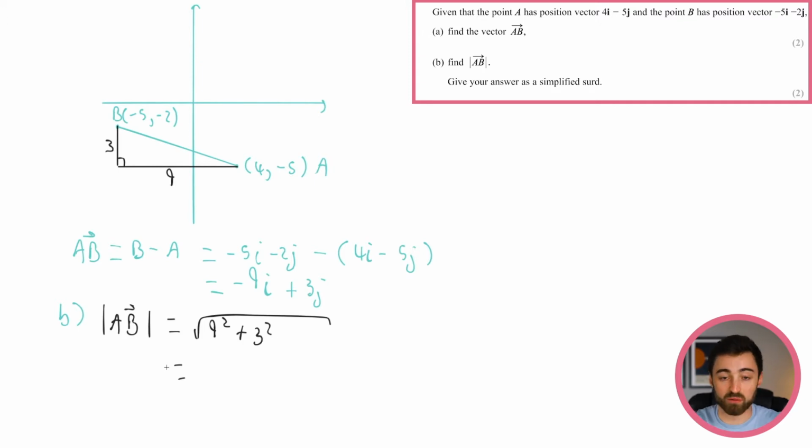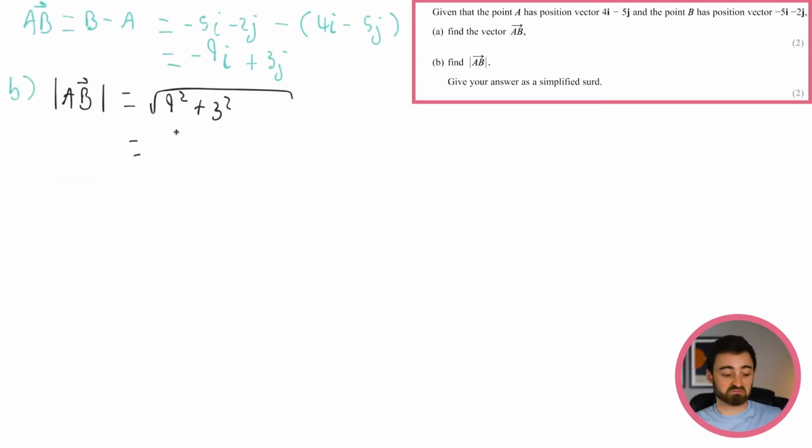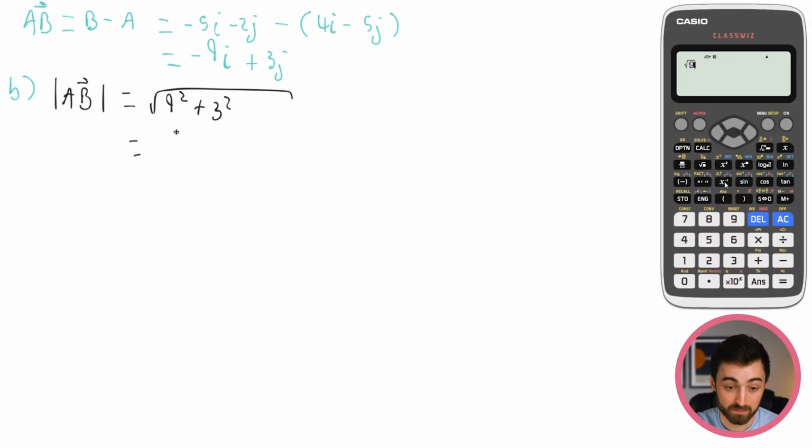Now, it would not be difficult for me to do this in my head, but I've got a calculator. Why suffer, right? So if I just did 9 squared plus 3 squared and square rooted all of that, it's going to be 3 root 10. So here's the thing, yes, I could work out that that's 81, that's 9, I get the square root of 90, and then I have to work out, put it in the calculator, you know what I mean? And that's question 3 done.